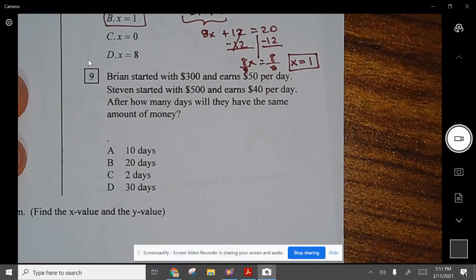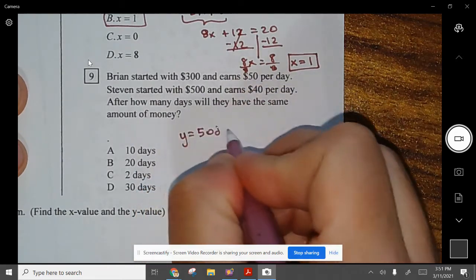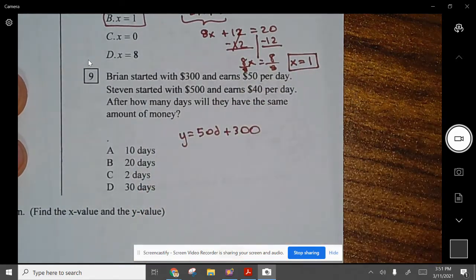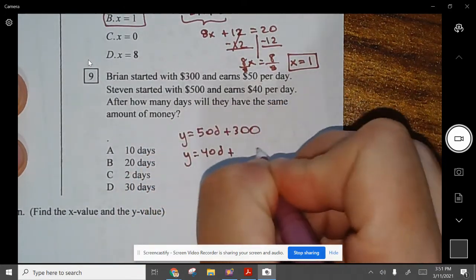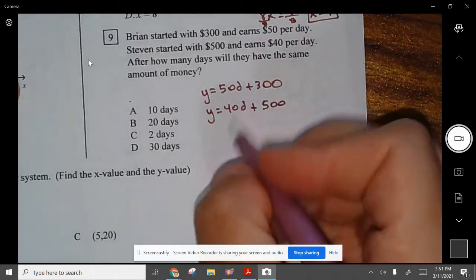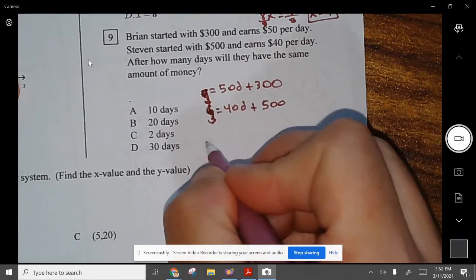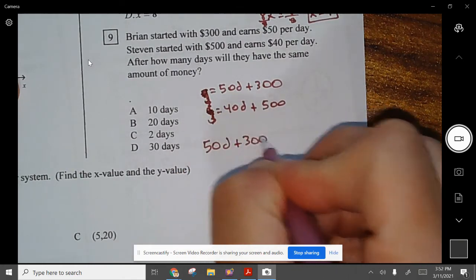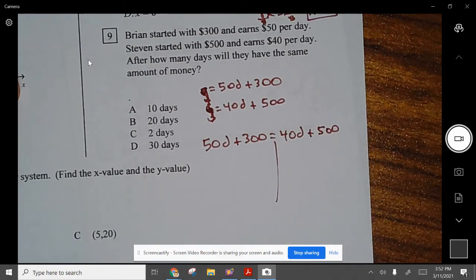Number 9. This one, I'll help you set it up, but I'm not going to do it for you. Brian started with $300 and earns $50 per day. $50 per day plus 300. Steven started with $500 and earns $40 per day. $40 per day plus 500. And then just like the next question, you're going to set these equal to each other. You're going to get rid of the y's when they're like this, set these equal to each other. 50D plus 300 equals 40D plus 500, and then go ahead and solve it.